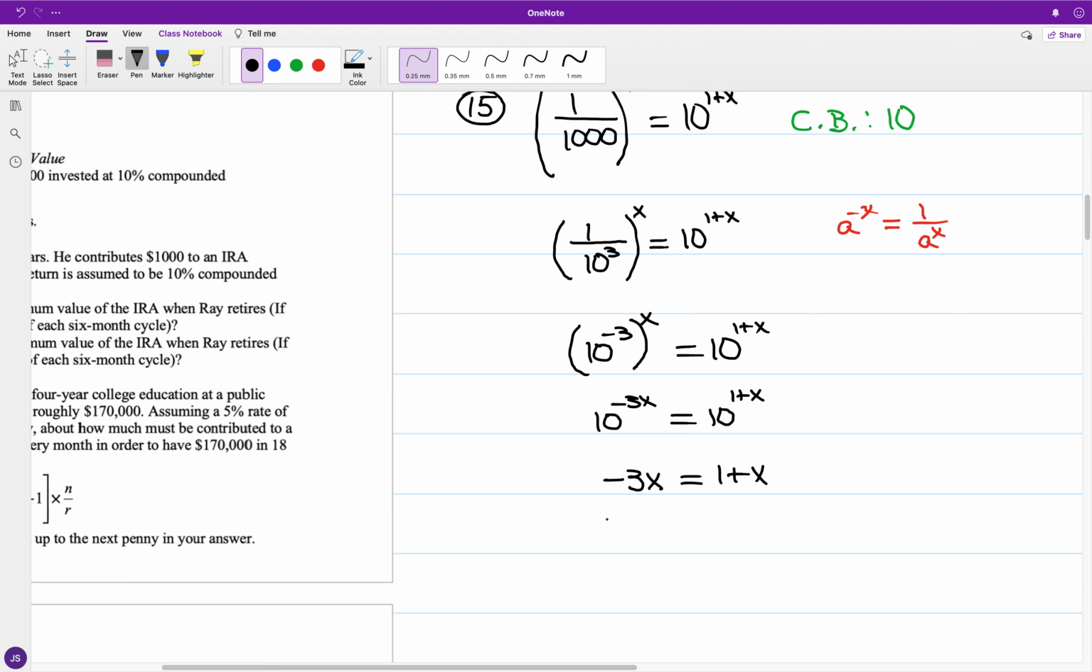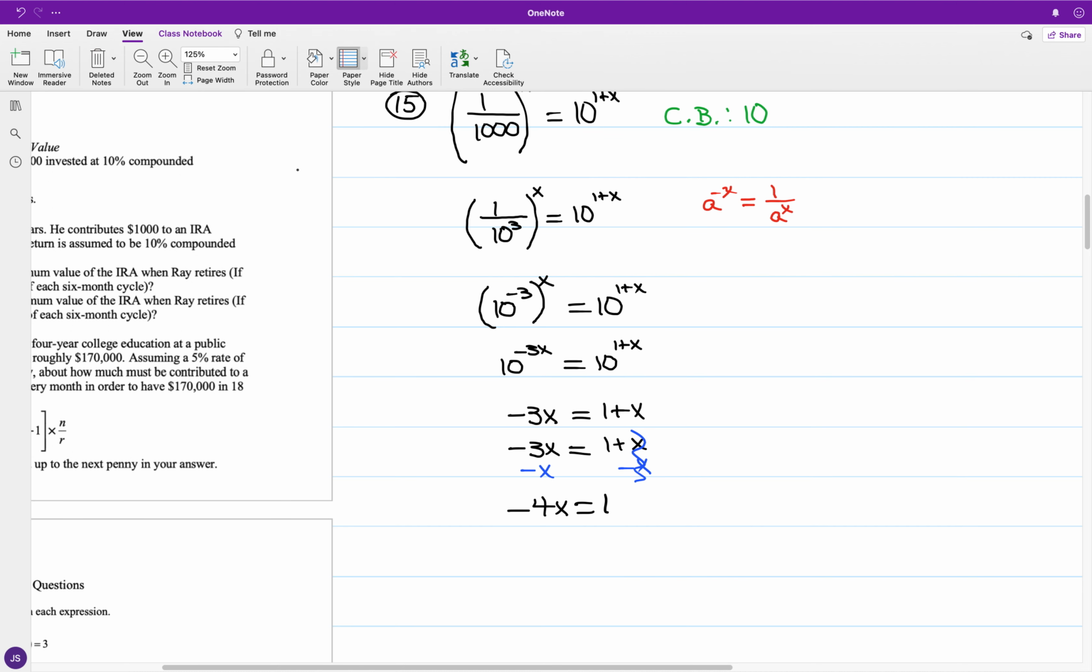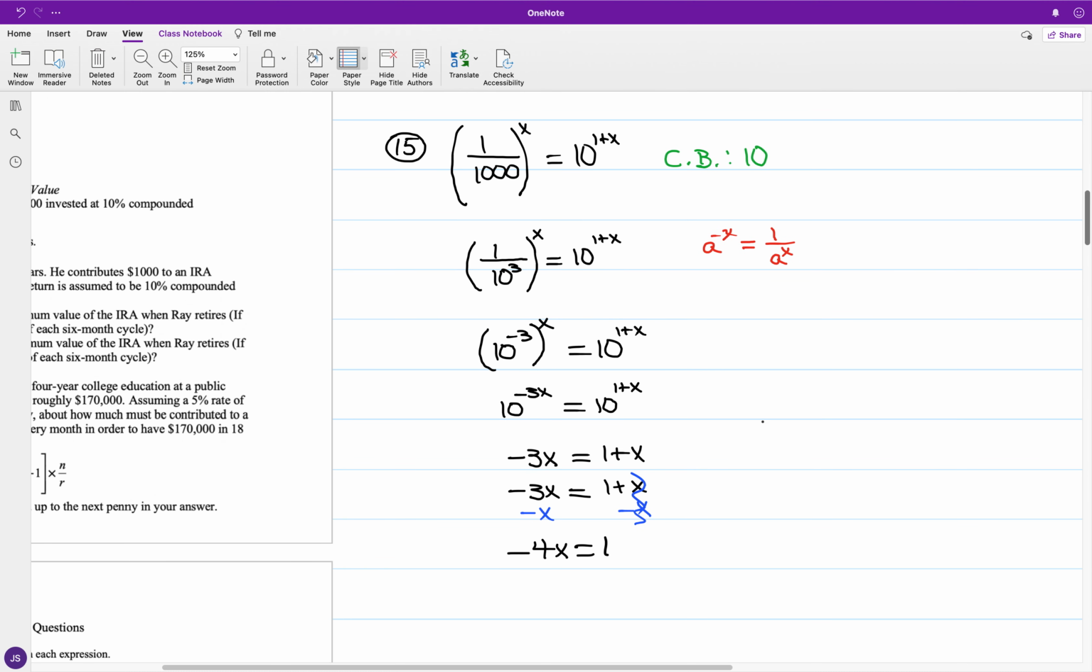So now we have negative 3x is equal to 1 plus x. And negative 3x is by itself. And if I combine that with the subtraction of x, so we have negative 3x minus x becomes negative 4x. And we have that negative 4x is equal to 1. And with division by negative 4, we're going to have a negative fraction, which in this case x is going to be equal to minus 1/4.